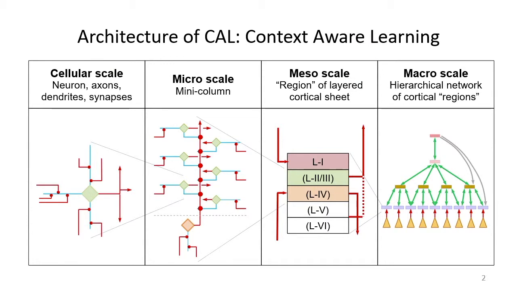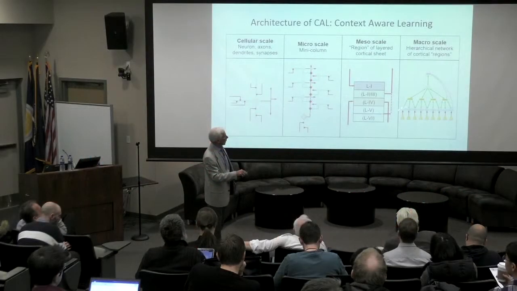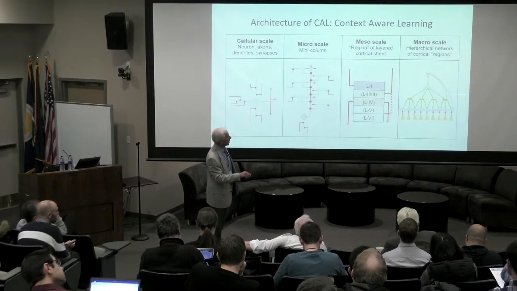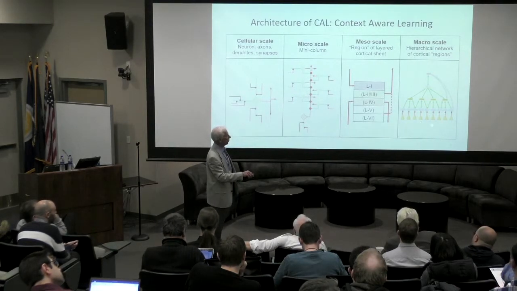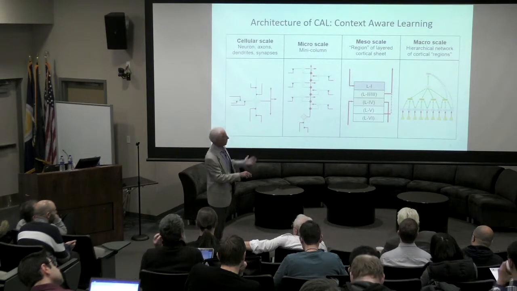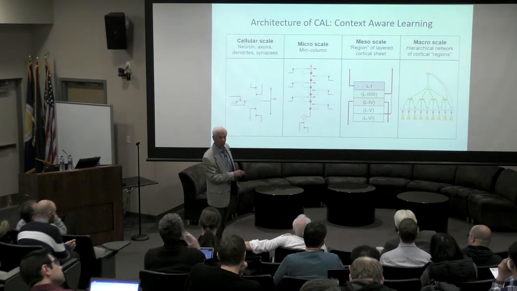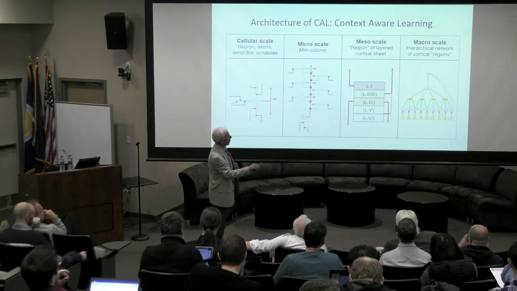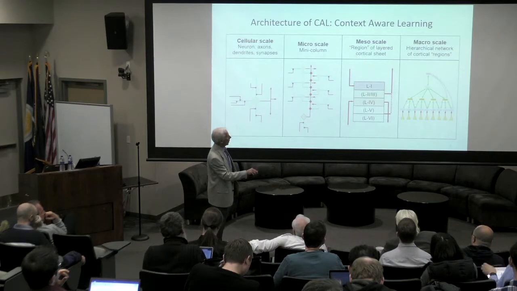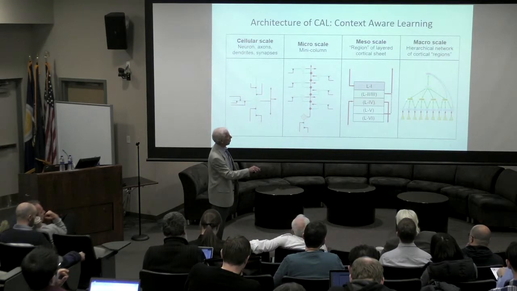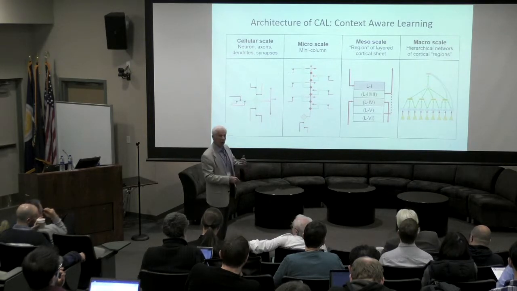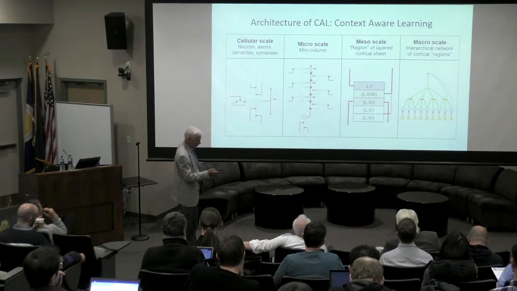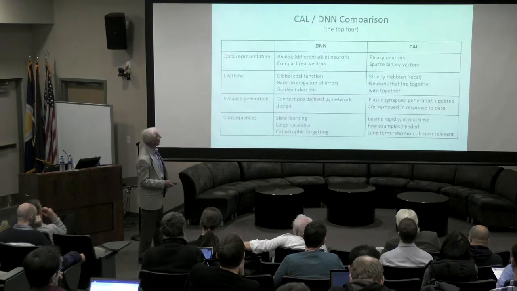And then on the largest scale, these regions, these rectangles in this diagram, are arranged in levels of a hierarchy. So the lowest level gets input from the senses. So this would be the sensory part of the cortex. They feed forward to the next layer and so on up the hierarchy. Each level feeds forward to the level above, but the higher levels can feed back to any level below. So that is an overview of the architecture.